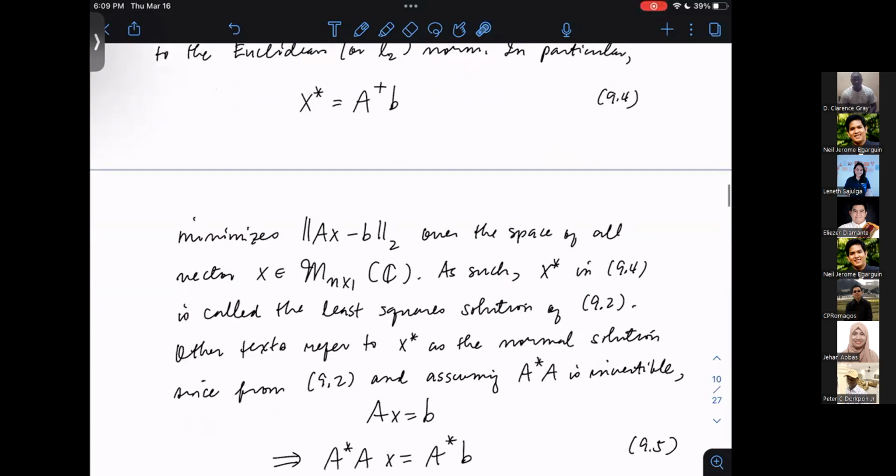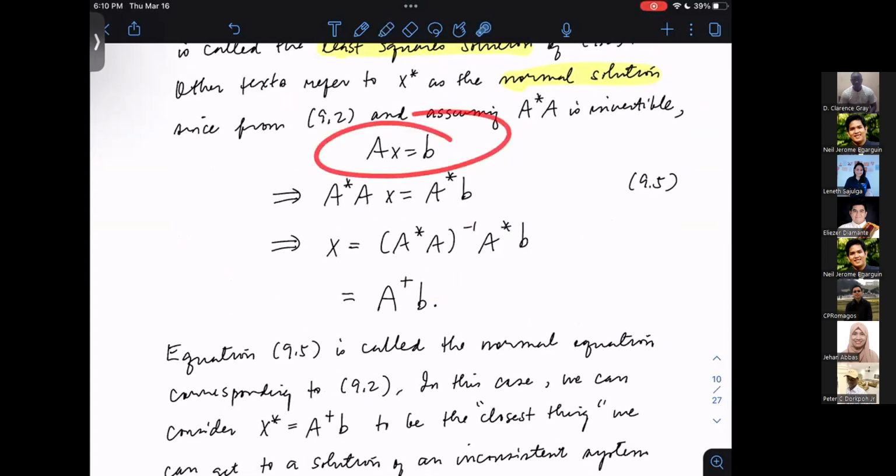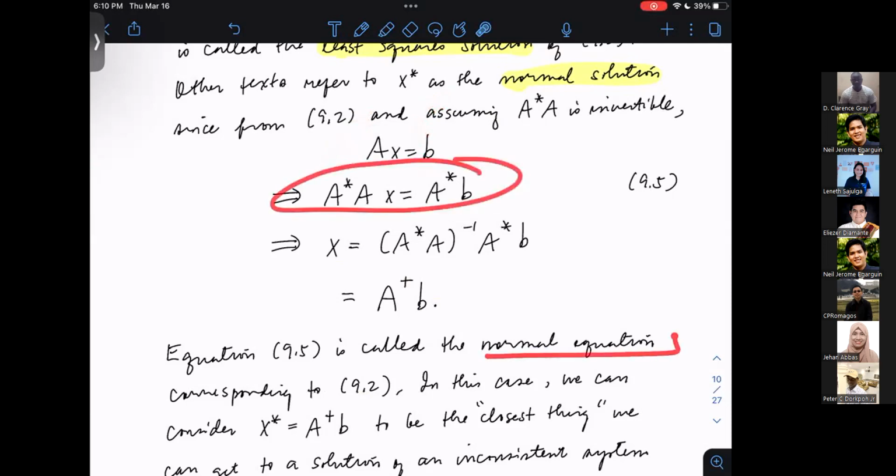All right. Now we call this solution the least square solution, or we can also call this the Moore-Penrose pseudo-inverse solution, right? But it is more known to be the least square solution. It is also called the normal solution, because it is obtained by solving what is known in linear algebra to be the normal equation corresponding to the given system. If your system is A x equals b, then what we do is multiply both sides by A conjugate transpose. Again, we need to be very careful where we multiply the vector A conjugate transpose, right? So we're going to get equation 9.5, which is called the normal equation. And solving the normal equation will give us the normal solution.